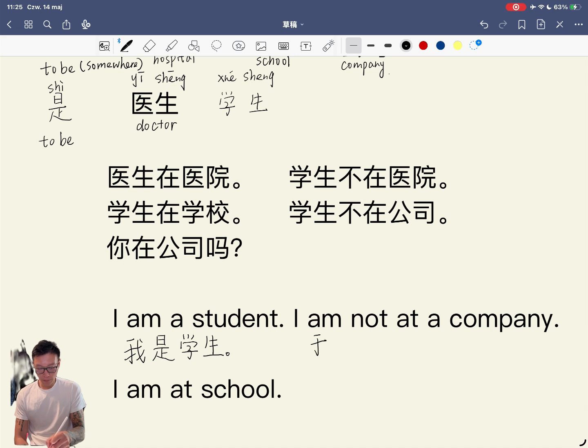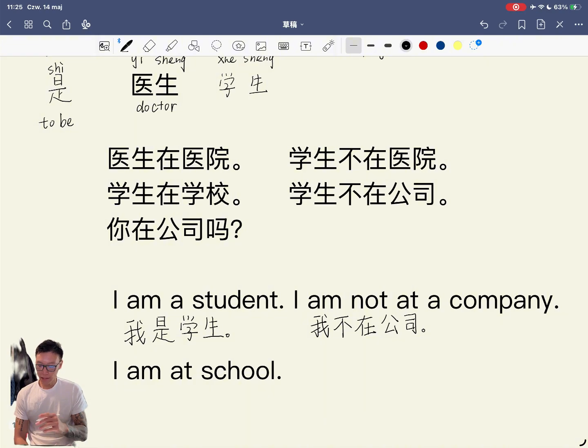我不在公司. Okay? 我不在公司. All right. Now the last one, I'm at school. Still, at school is a place, so I am should be 我在, not 我是. All right? So let's write it. 我在.